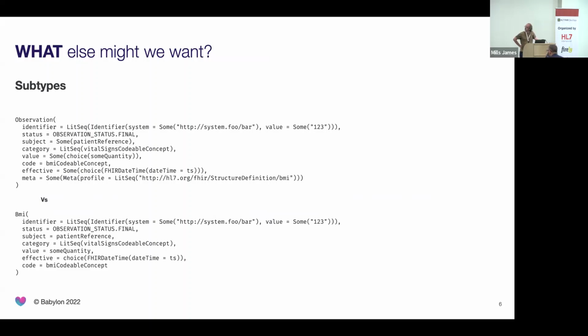So we started from scratch to try and give ourselves a slightly nicer experience. We thought, what else do we want from a library? FHIR defines an observation. And then we have various extensions of FHIR. So US Core will define a BMI, which is a type of observation.